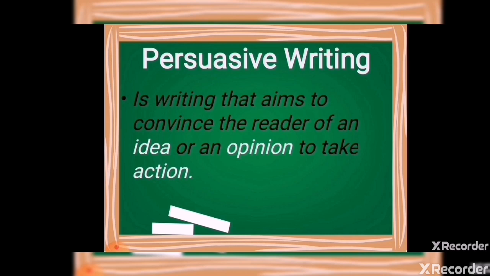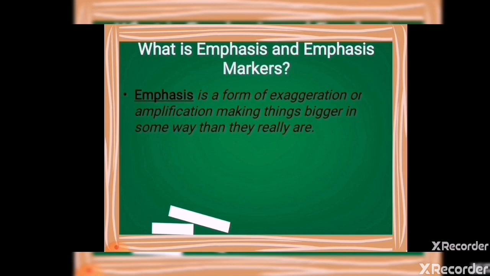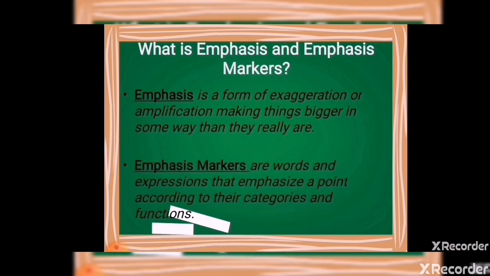To be persuasive, we must make careful word choices, and these are what we call emphasis markers. What do we mean by emphasis and emphasis markers? When we say emphasis, it is a form of exaggeration or amplification, making things bigger in some way than they really are. While emphasis markers are words and expressions that emphasize a point according to their categories and functions. We use emphasis to draw attention to things. However, beware of overusing it, as this will lead people to ignore what you say and possibly try to avoid you altogether. These are the most common emphasis markers.